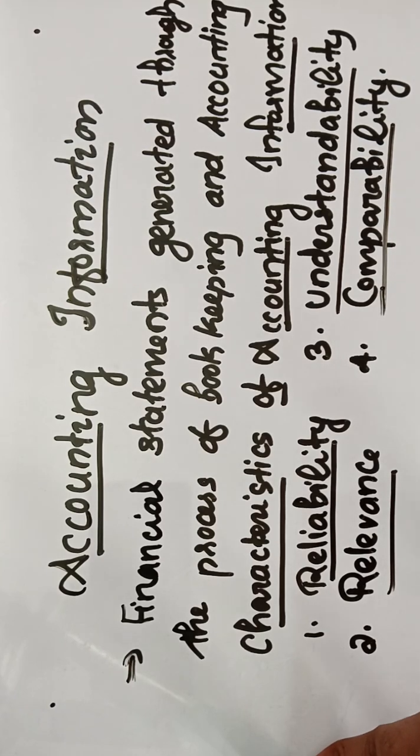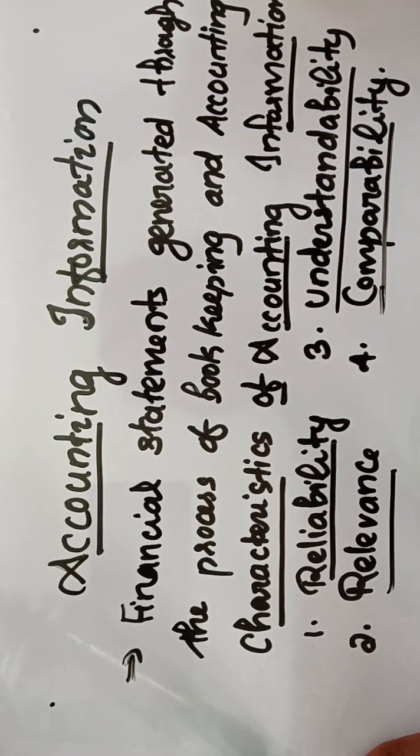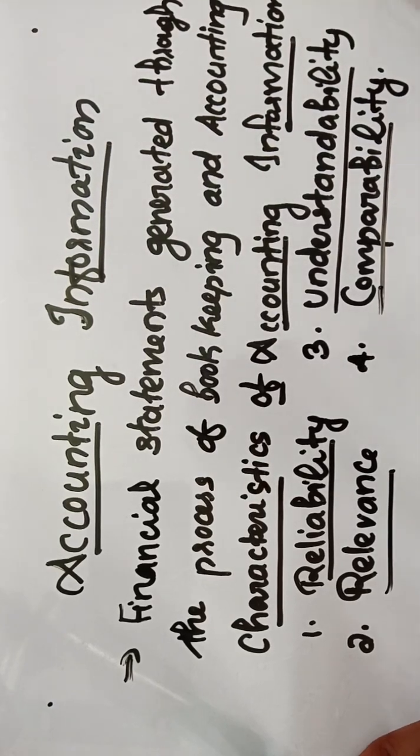So another qualitative characteristic that should be possessed by accounting information is that it should be comparable. In order to make it comparable, it should be prepared in the same format prepared by the other enterprises.